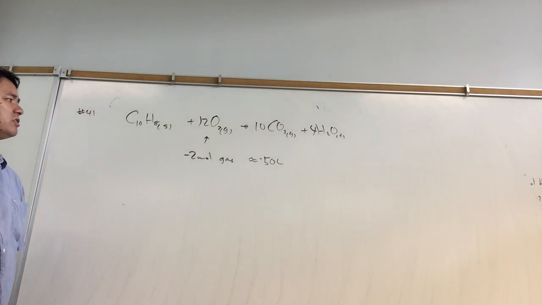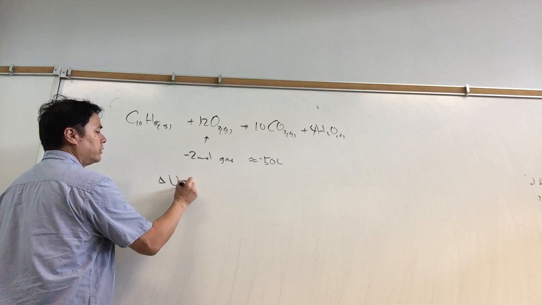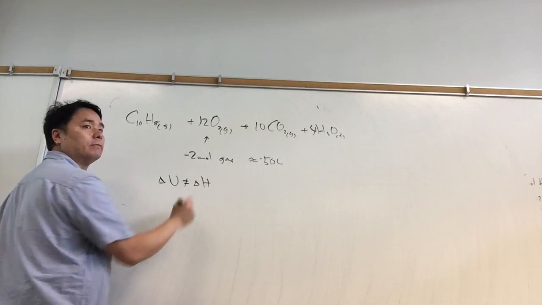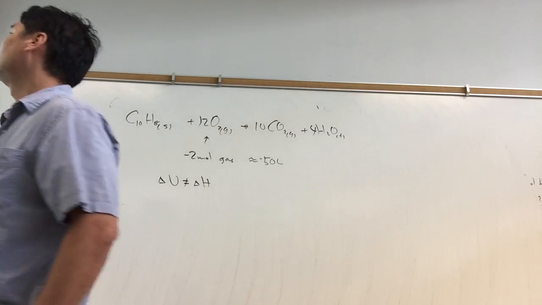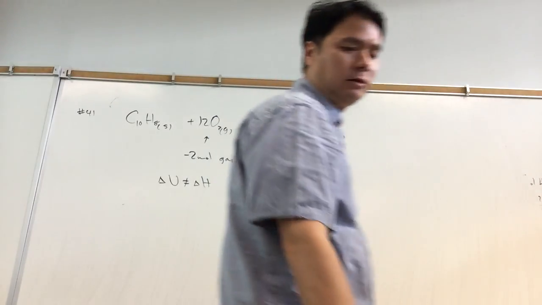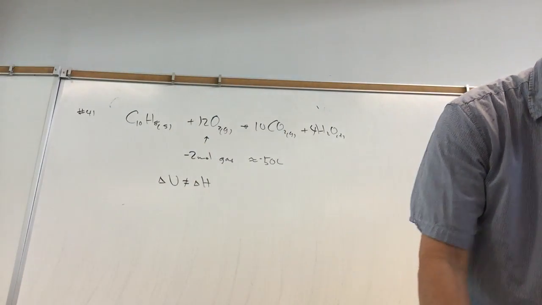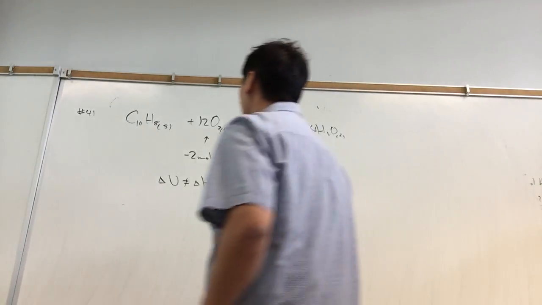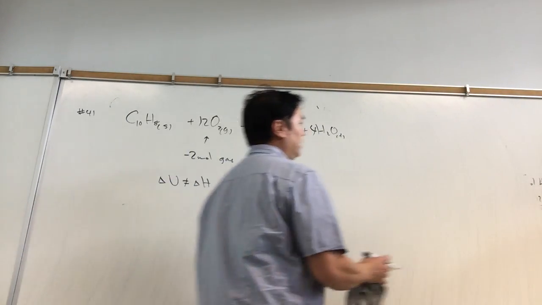So the volume change here is significant. Therefore, delta U and delta H are not going to be the same here. Delta U and delta H will not be the same. And so this is burned in a bomb calorimeter. So in a bomb calorimeter, what are we getting? In a bomb calorimeter, we're getting delta U.